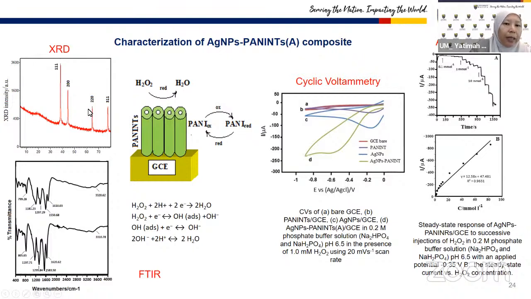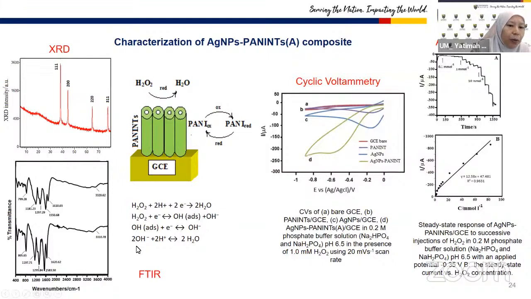When we do the characterization of this PANI, we use XRD. In this particular case, we synthesized silver nanoparticles with PANI nanotubes, as composites. So when we have the silver nanoparticles and PANI, we use XRD. This is a typical peak for silver nanoparticles. So from the XRD, we can see that on the surface of the substrate, we actually formed silver nanoparticles.